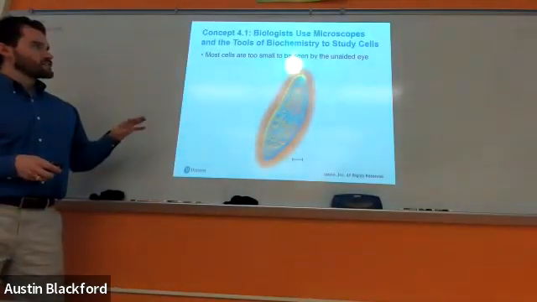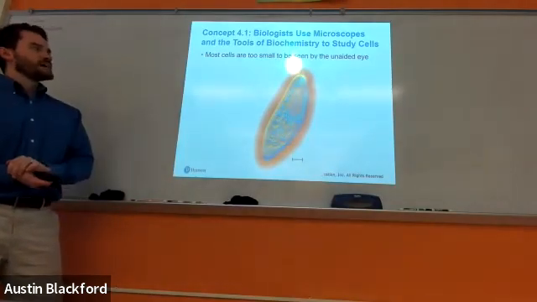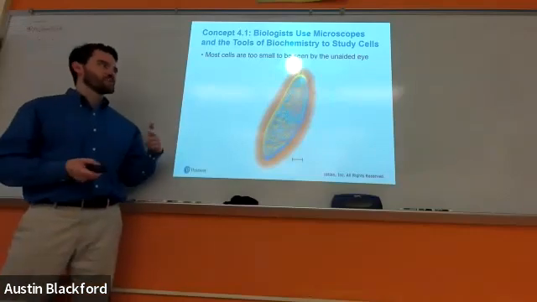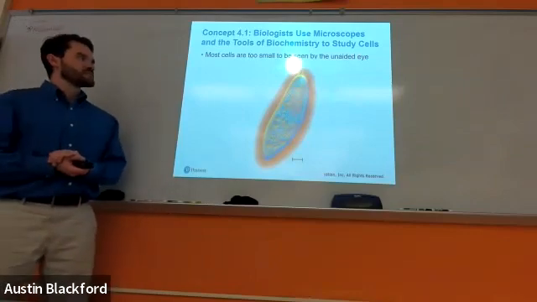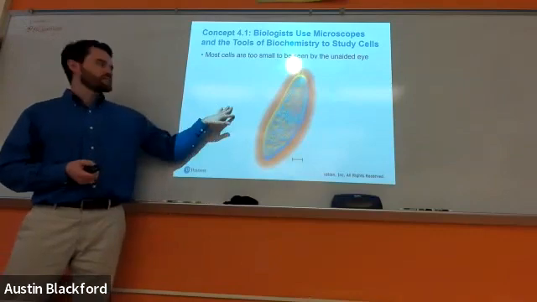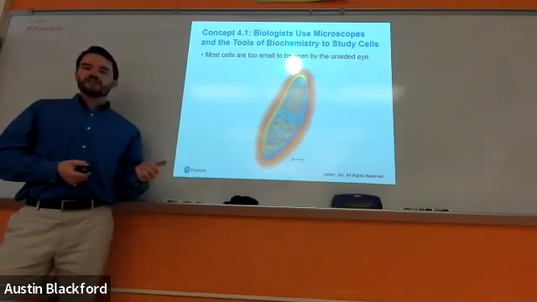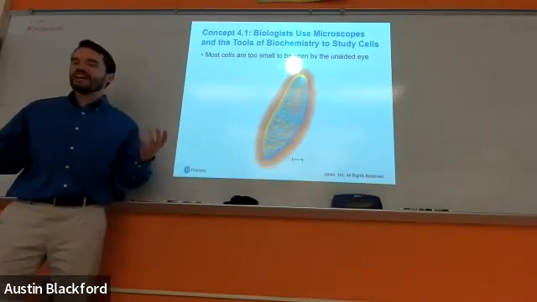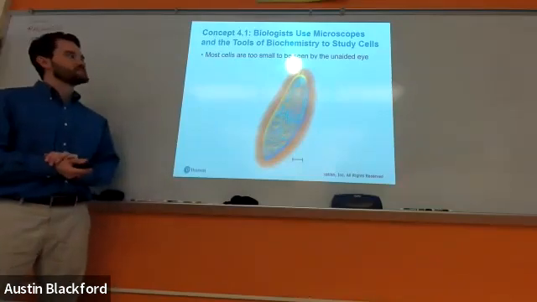Okay. So 4.1, biologists using microscopes to study cells. I'm going to go over this pretty quickly because I'm not really going to ask you any questions from 4.1. It's just going over briefly some of the different kinds of microscopes. If you're really curious about it, I'll let you read that further in your book. But basically, cells are really too small for us to see with the unaided eye. Unless you're talking about some gigantic elephant nerve cell, you have to have a microscope to actually see these cells.